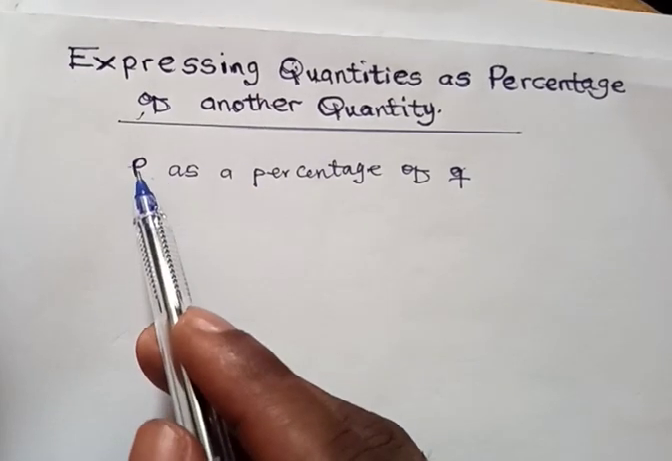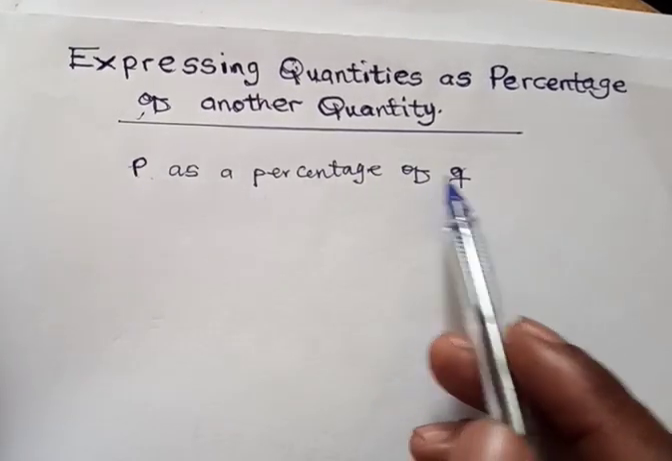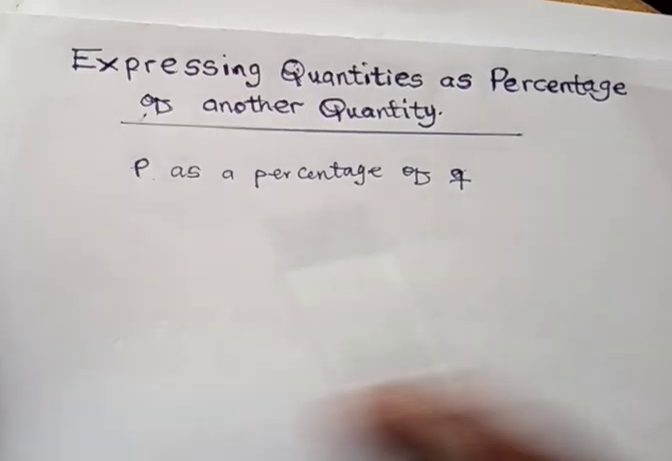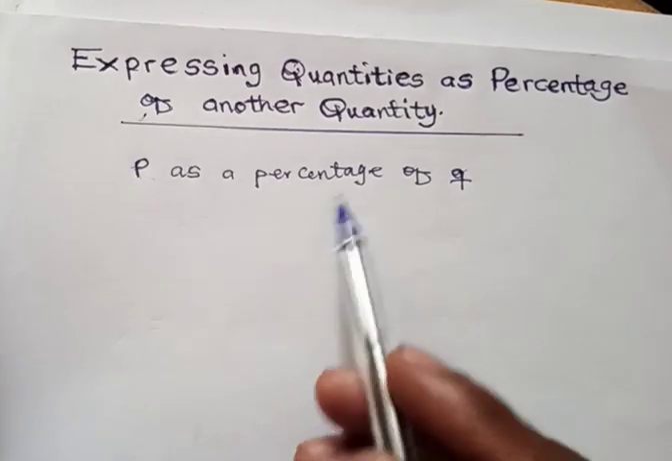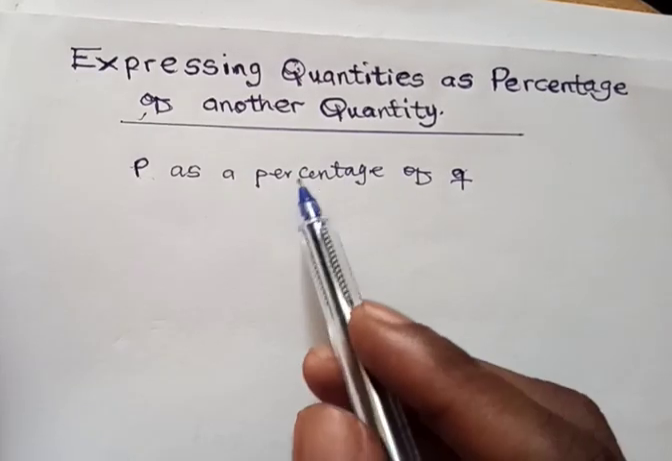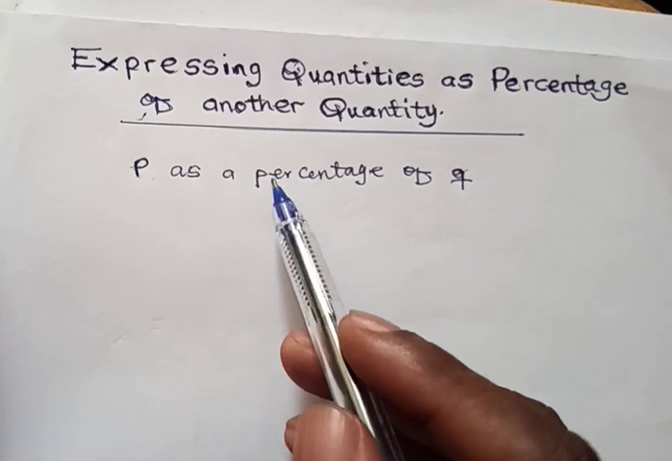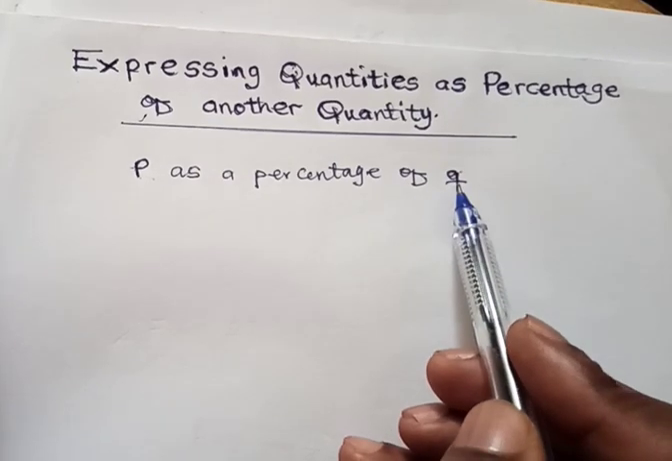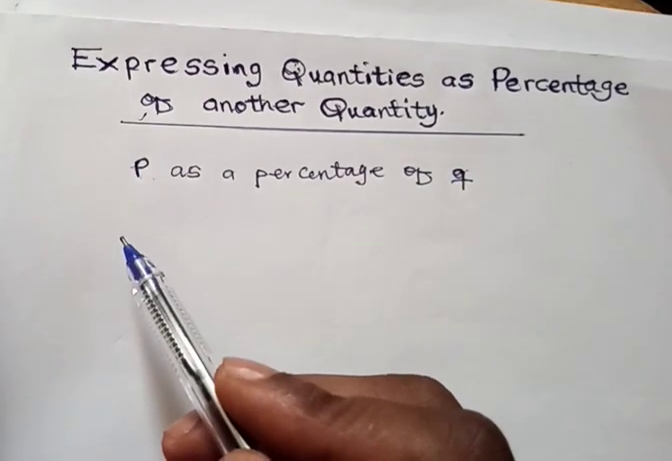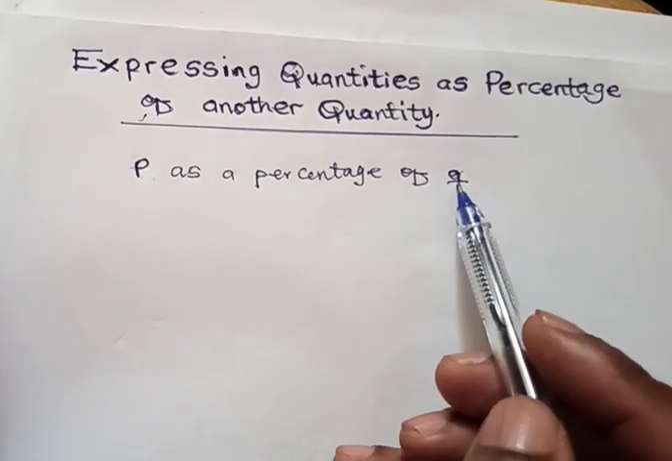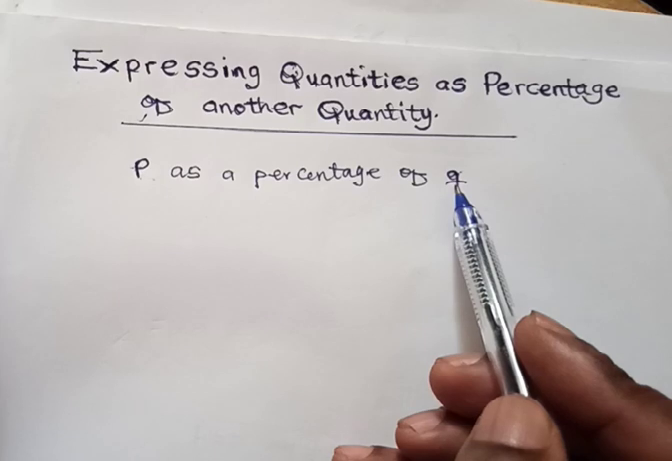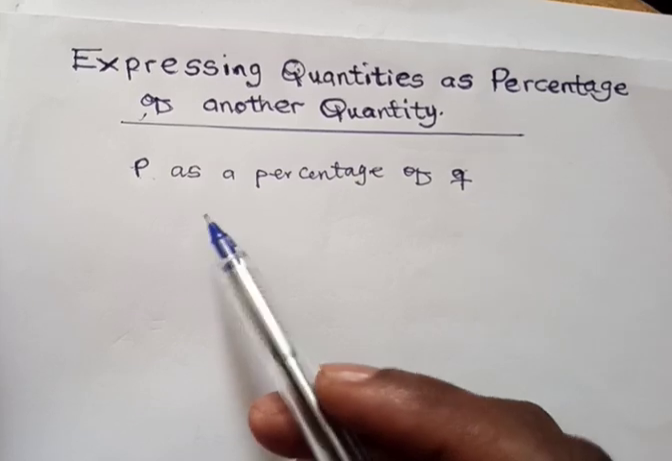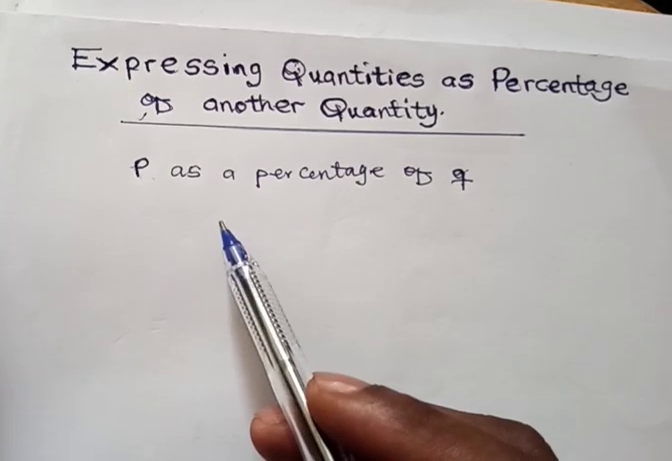You are asked to express this P quantity as a percentage of this Q quantity. In this case, you are given these two quantities, but we are looking at what percentage. This is to say, what percentage of this quantity Q is P? That's what we are talking about. What percentage of this Q quantity is the P quantity? That's how this topic goes about.